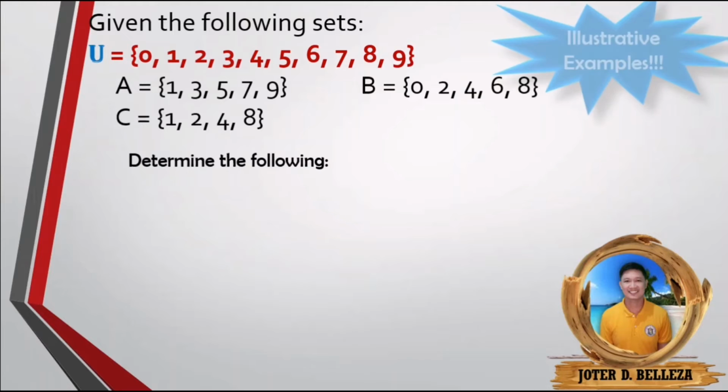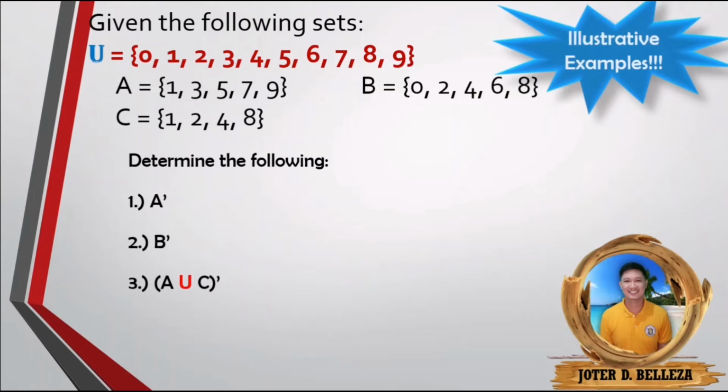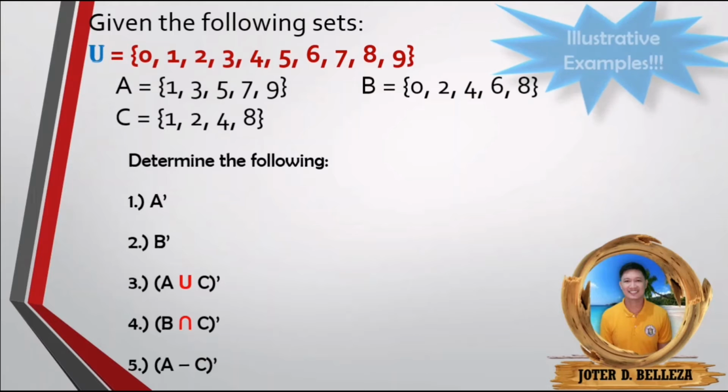We're going to determine the following. Number 1, the complement of set A. Number 2, the complement of set B. Number 3, the complement of the union of A and C. Number 4, the complement of the intersection of B and C. And number 5, the complement of the difference between A and C.